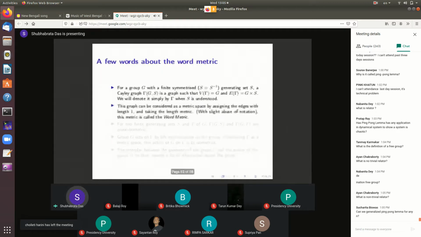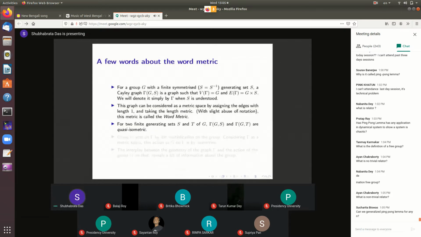And I will just quickly mention that a group can be seen as a graph, which is called a Cayley graph, where the vertices are the group elements and the edges are like you join two vertices by an edge if they differ by a generating element. So if S is a generating set and if you have one group element g, then you join an edge between g and gS, something like that. So that is why I have written that the edge set is G cross S. So that's how you describe the graph.